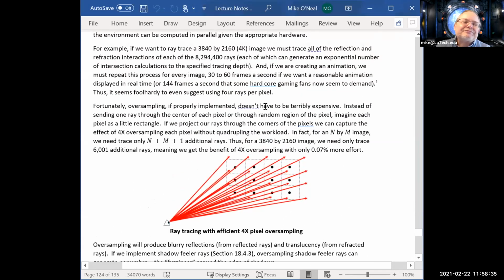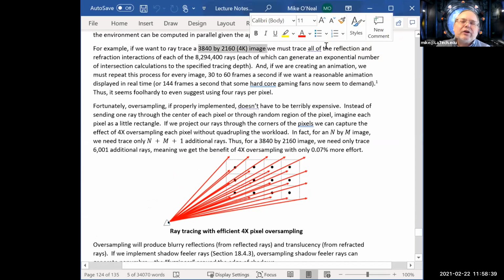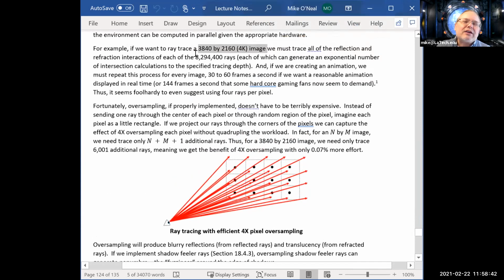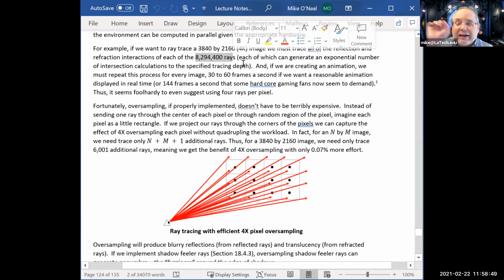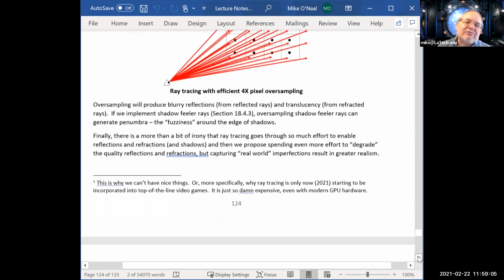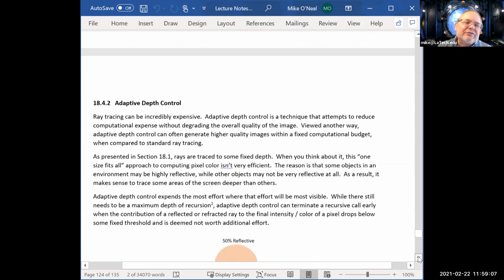Remember for a 4K image, if we're going to trace rays, we're looking at 8,294,400 rays that go through pixels. And each of those, of course, are going to generate their reflections and their refractions. So if you're doing that 4 levels deep, it's that number times 15. And that's why you don't see a lot of complete ray traced images in real-time graphics for video games.